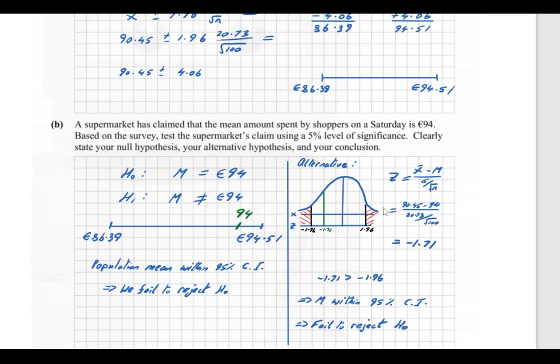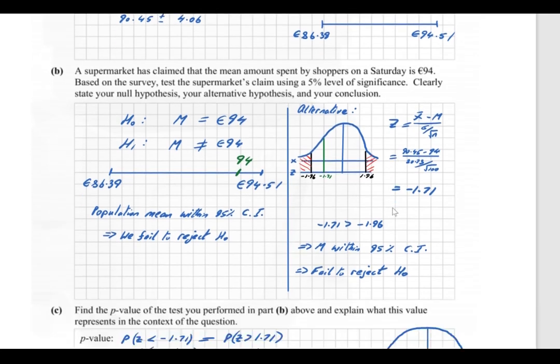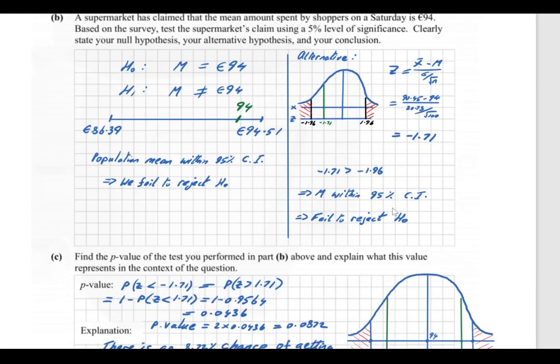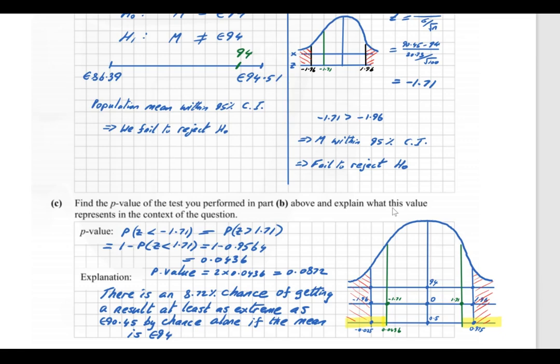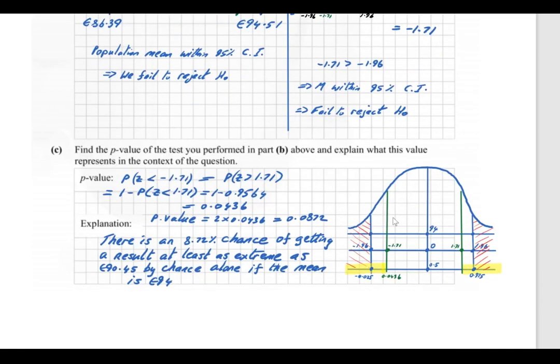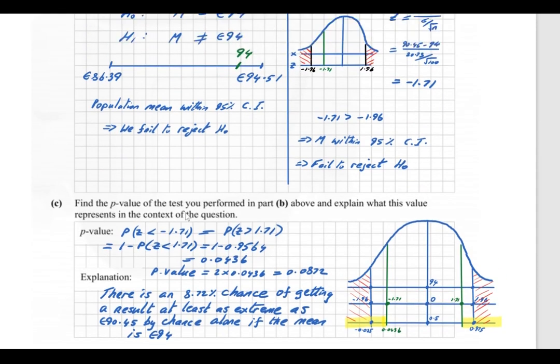Now, it turns out that there's even a third way to roughly say the same thing, and that's called p-value. So that's the last thing we need to talk about, and they are down here. So I will work it out here first, and then we'll talk about the definition of what a p-value is. It's easier to actually do it in practice. So it says here in part C of the question, 2015, find the p-value of the test you just performed and explain what this value represents in the context of the question.